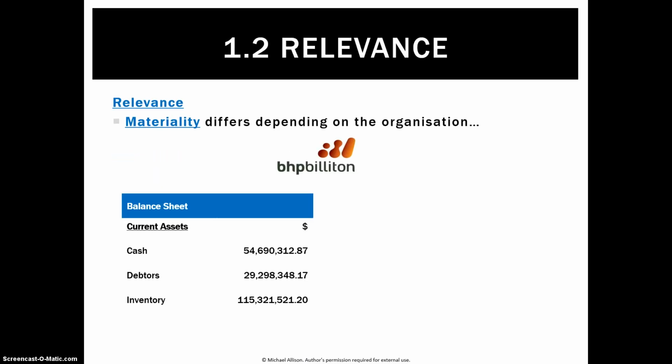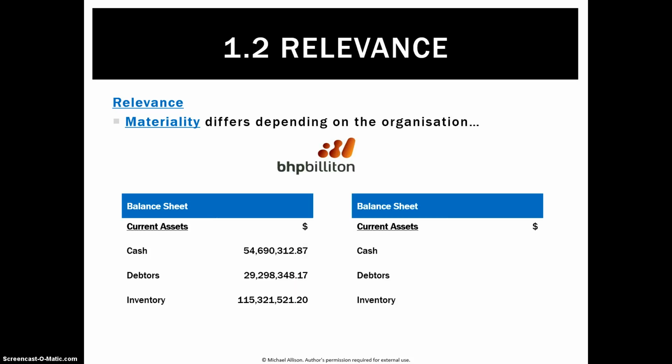Let's have a look at another example. Let's pretend these are the assets of BHP Billiton. You've got cash at $54 million, debtors at $29 million, inventory at $115 million. Do we need the cents? Is having them in there helping us make a better decision? Could we leave them out? I think you could argue that if we just took out the cents on those three items, that's not going to affect our decision making. The cents aren't relevant for our decision making.